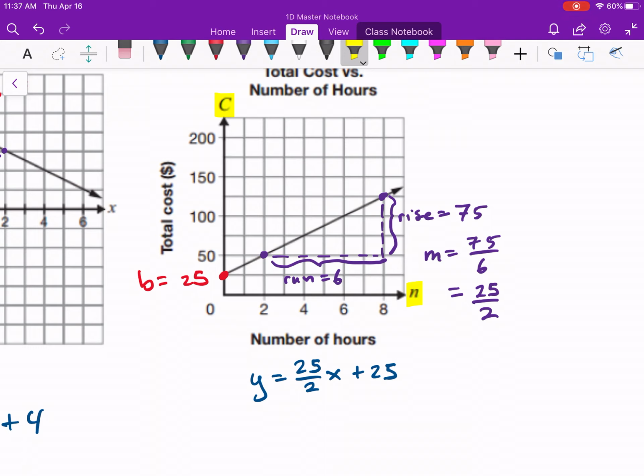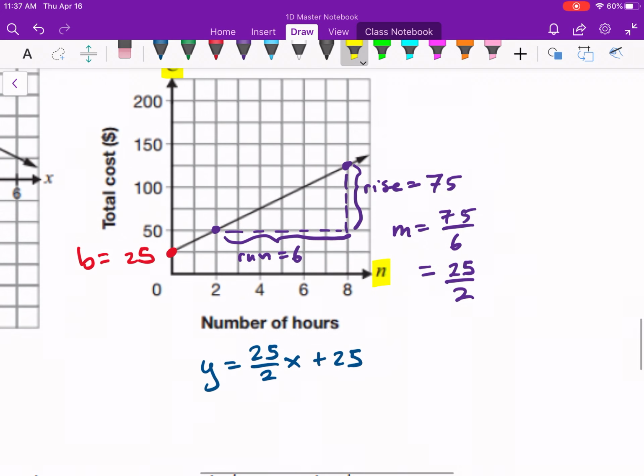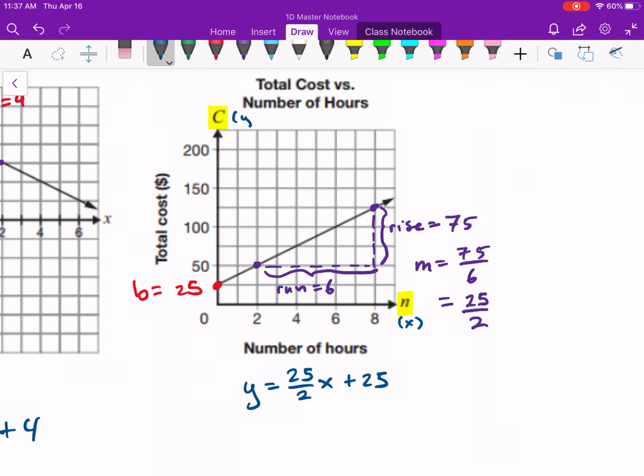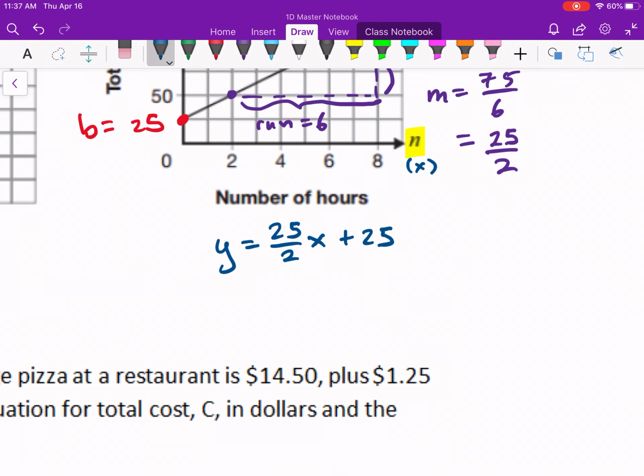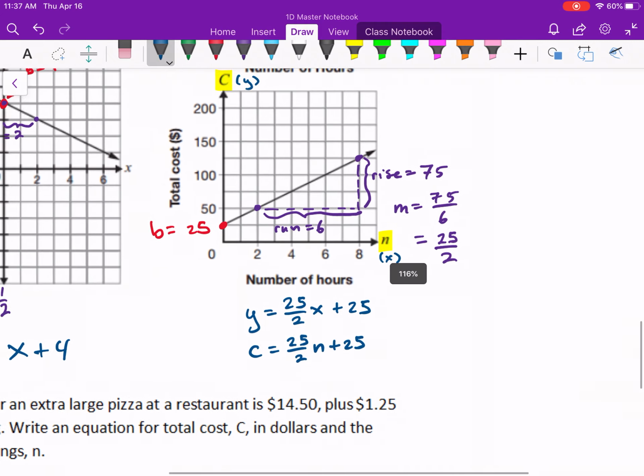Remember that x is always on the horizontal axis and y is always on the vertical axis. So n is like an x value, and c is like a y value. So if I want to use the actual variables given in this equation, it would be c equals 25 over 2 n plus 25. And I could even change my slope to a decimal. It would be 12.5 if I wanted to do that. Sometimes it makes sense to do that.